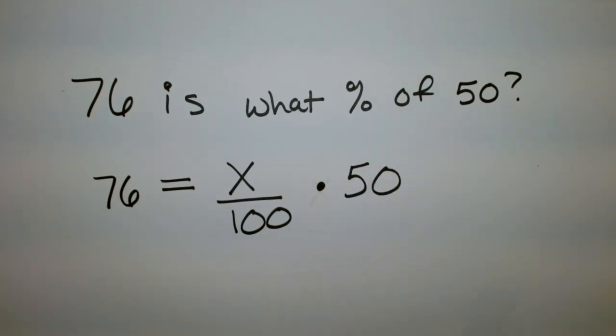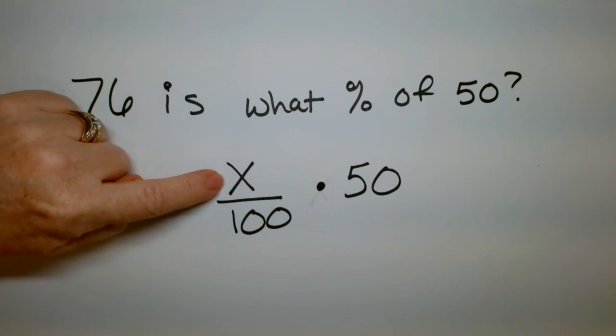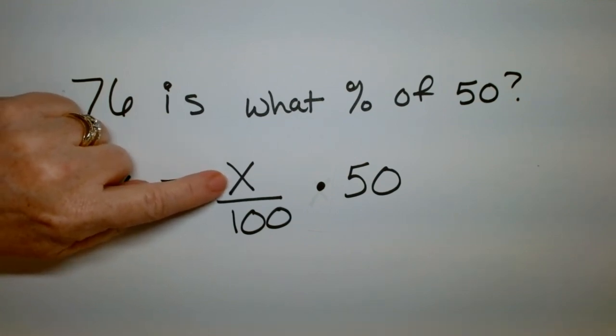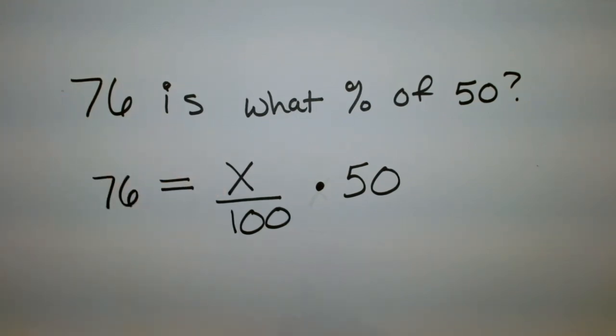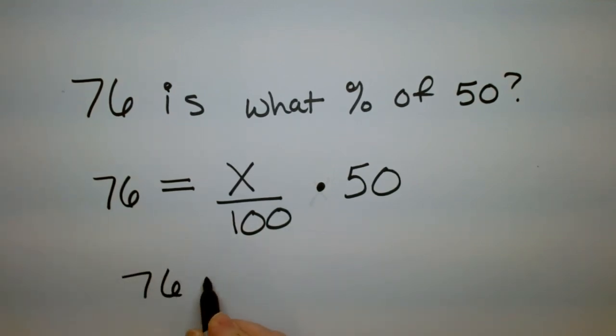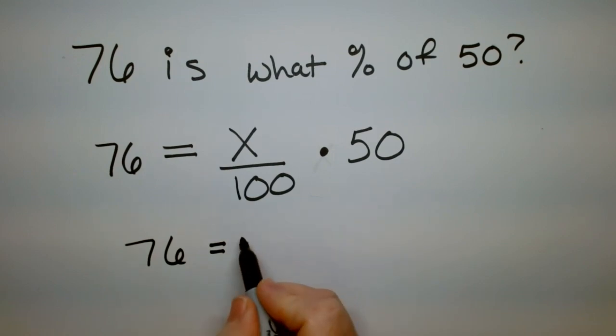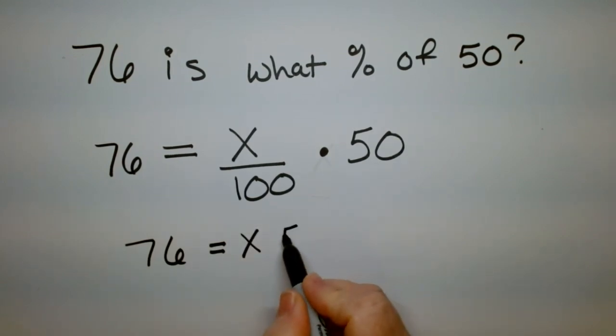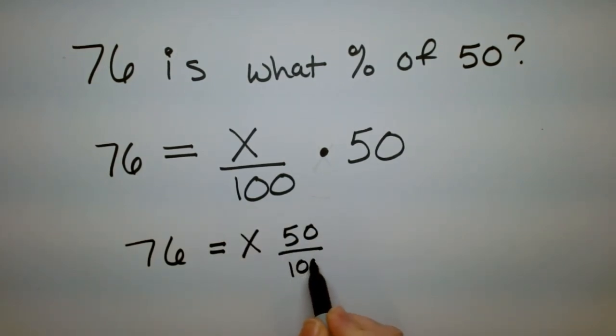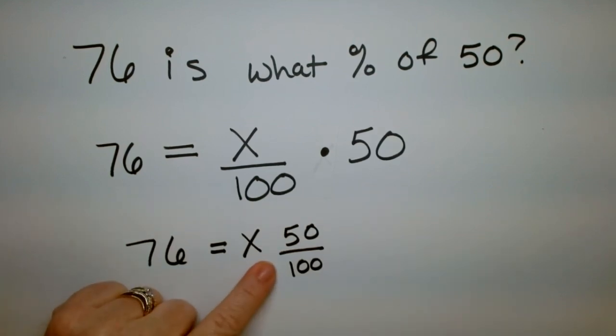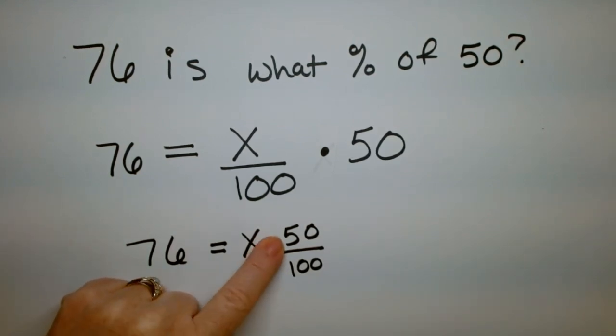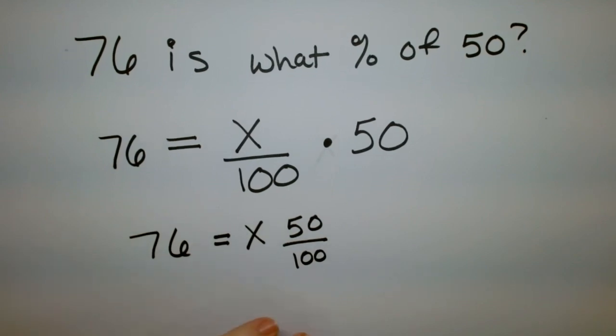All right, so what do we do now? Okay, so now we have to figure out what do we want? We want this, but it's a little buried. Would you agree it's a little buried? Okay, so if I want the X by itself, I can write 76 equals X times 50 over 100. Okay? 50 over 100. How do I make this go away? I could go like this, but how do I make it go away for real?